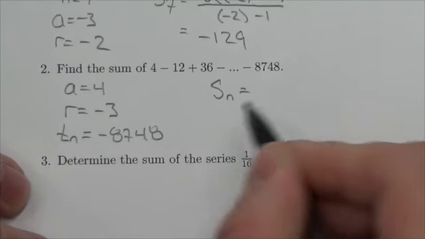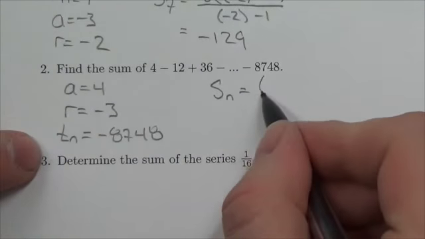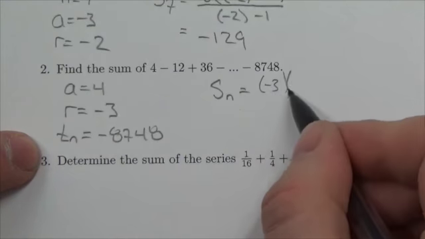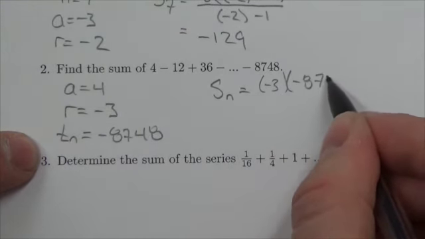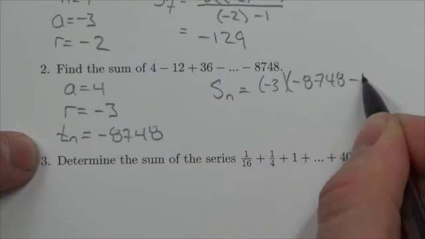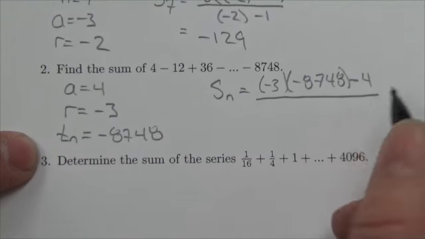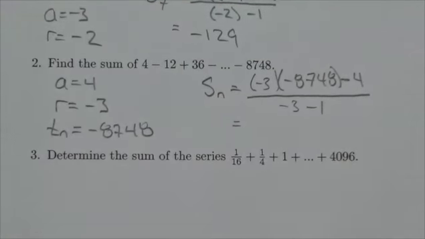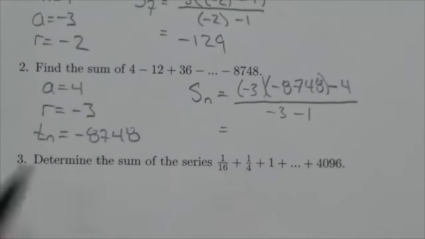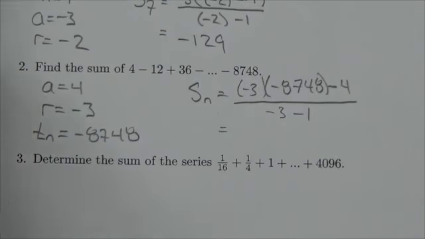So I still don't know how many terms there are, but I know that I'm going to multiply my r by the last term. So negative 3 times negative 8,748 minus 4. Whoops, I should put brackets around that. Minus 4. And this is all going to be over negative 3 minus 1. Okay, there is no unknown in that. And so now I'm going to go to my calculator.